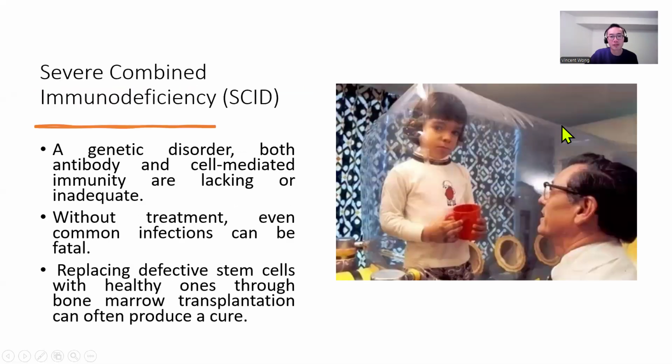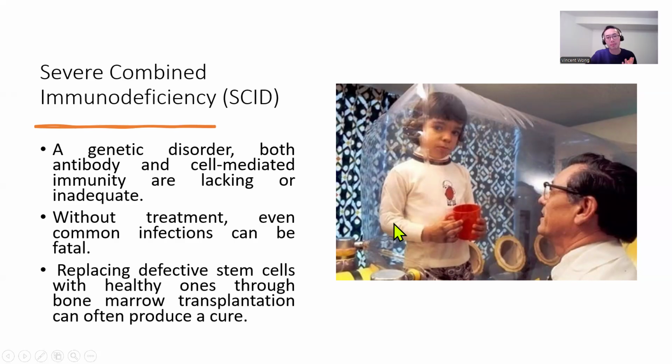Has anybody heard of the Bubble Boy before? Bubble Boy was actually made into a movie. You can Google it later on if you want. So this boy was born with SCID, severe combined immunodeficiency, meaning he has no immunity at all. He's not the only one. People are still being born today with SCID, but we have the technology to treat them better now.